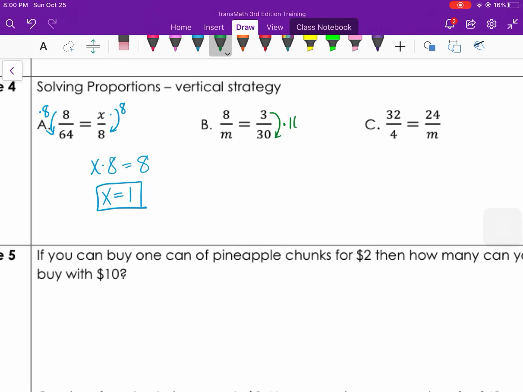Here, 3 times 10 is 30. So we can solve this one by doing 10. 8 times 10 is m. So 8 times 10 is m, which means that m equals 80.